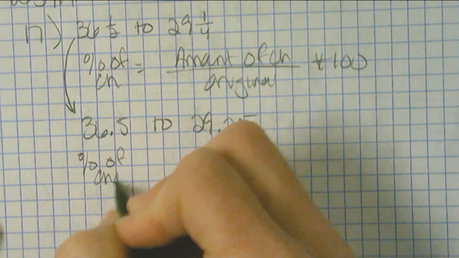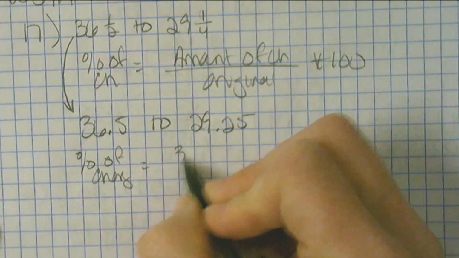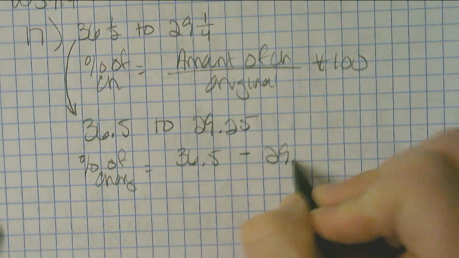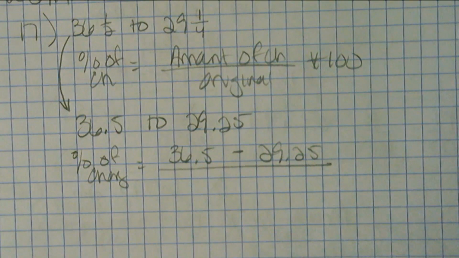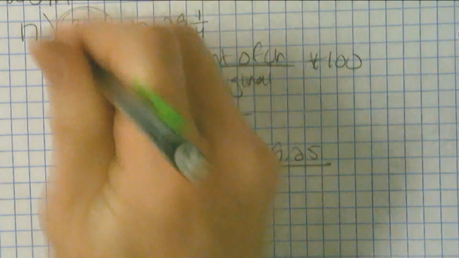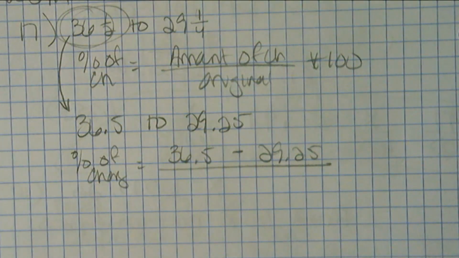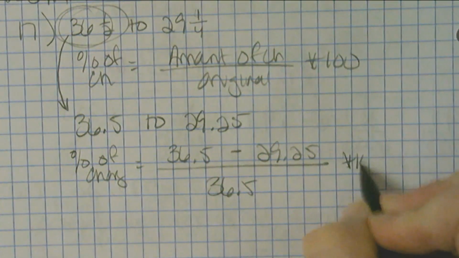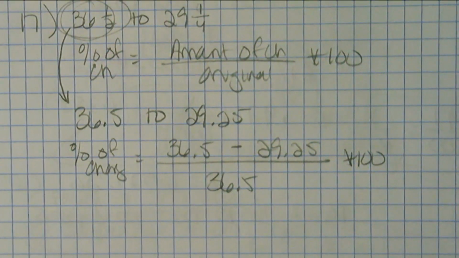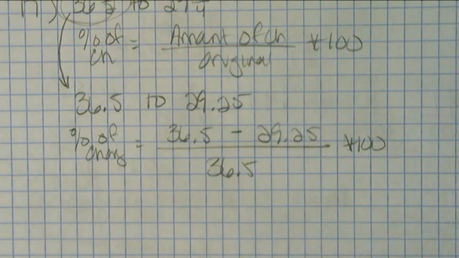Percent of change equals 36.5 minus 29.25 divided by. How do I know what my original is for any of these? Because that is really important. Colin? Yeah. It's the one we're going from. It's not always the smaller one. It's not always the bigger one. So in this case, it's 36.5 and then times 100. I have to see all of this. If you're missing any part of this work, you're not getting full credit for your work.